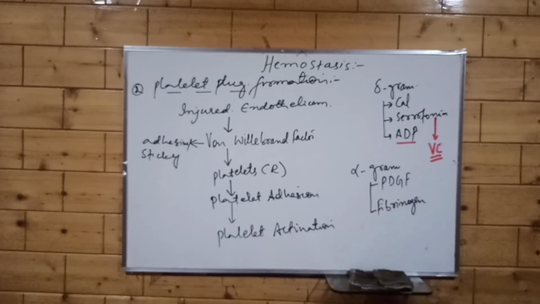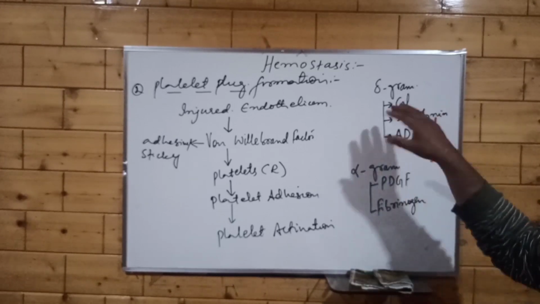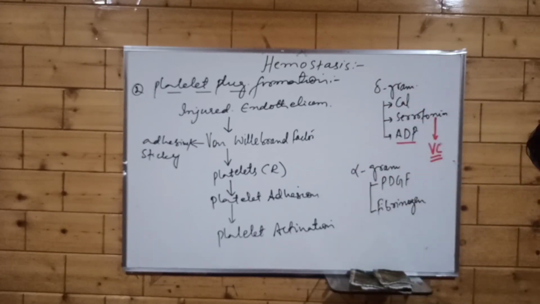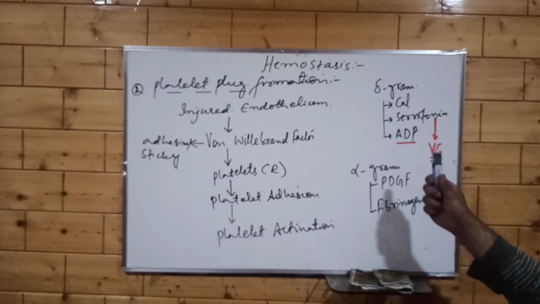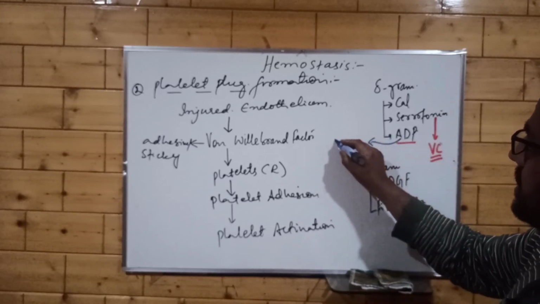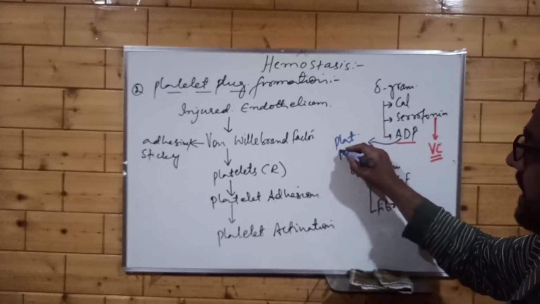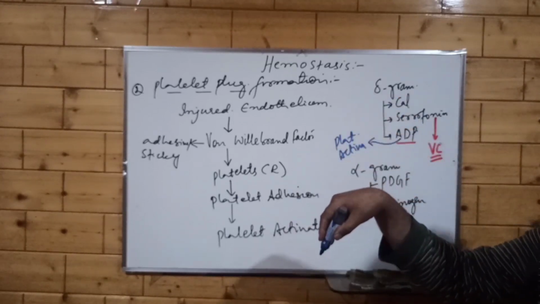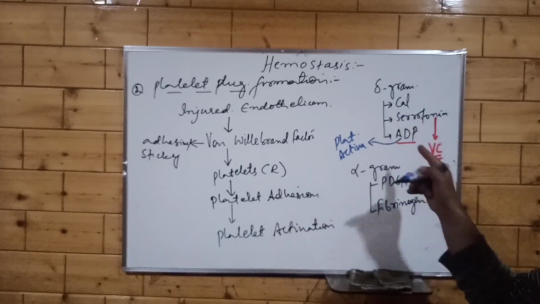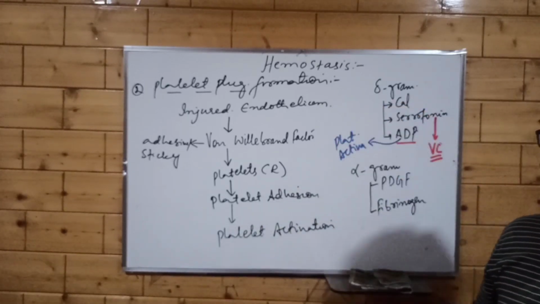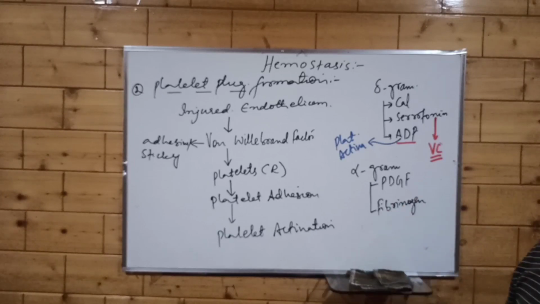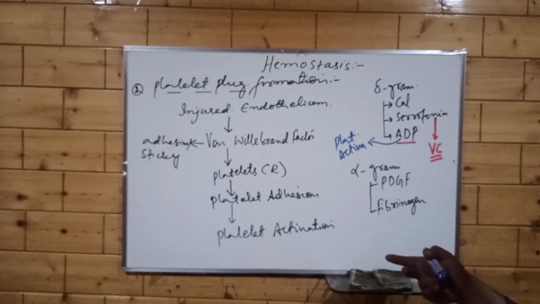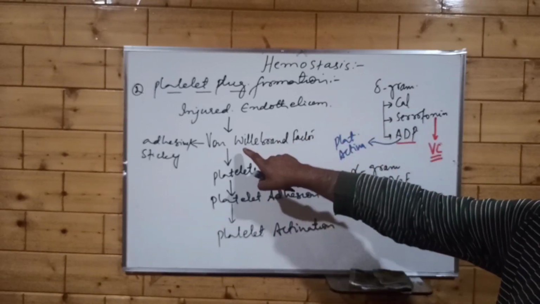ADP binds with the platelets. It is released by the delta granules of the platelet, and once ADP is released, it is a platelet activator. Once ADP binds with the platelet, it has a receptor on the platelet surface, and the platelet expresses more and more receptors. For what purpose? For von Willebrand factor.